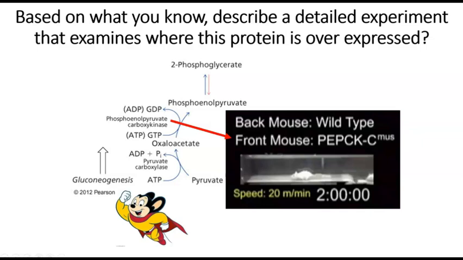So based on what you know about gluconeogenesis, where would you predict or guess that this enzyme would normally be expressed? And how would you describe a detailed experiment that would examine where this protein is and how it's expressed? How would you figure this out? What kind of assay would you run on this mouse to figure out what's actually happening? So that's something that you should be able to do based on some of the information that we've talked about in this class so far.